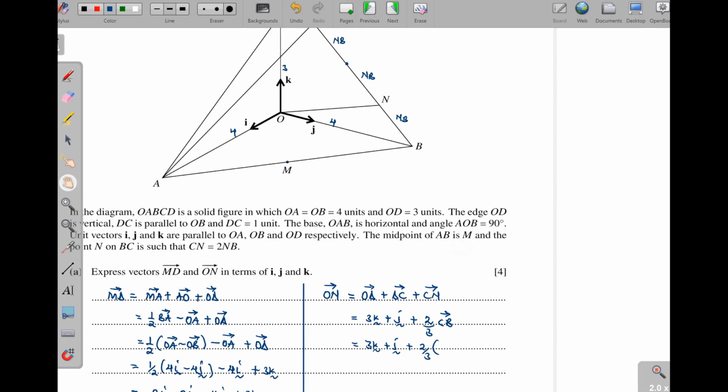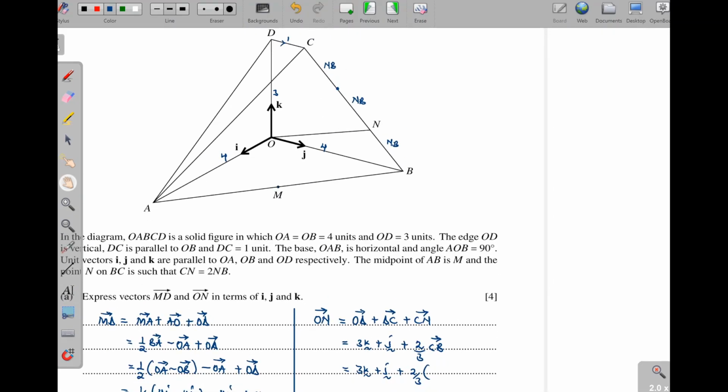How do we find CB? That is OB minus OC. But how do you get to OC? So we just say that is CD, okay, CD plus DO, then plus this. So CD plus DO, then plus OB.